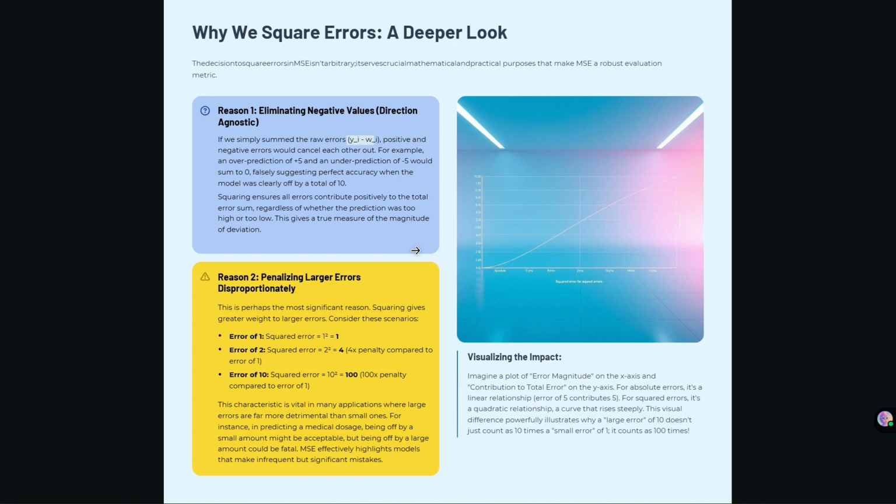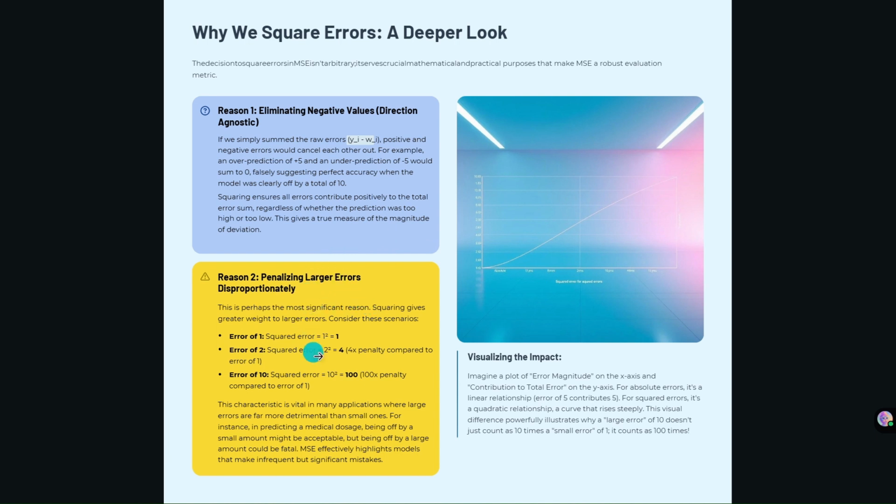Now we'll take a deeper look at why we square errors. The first reason is eliminating negative values. When we sum raw errors, positive and negative errors cancel each other out. By squaring errors, all errors contribute positively to the total error sum. Reason two is penalizing larger errors.